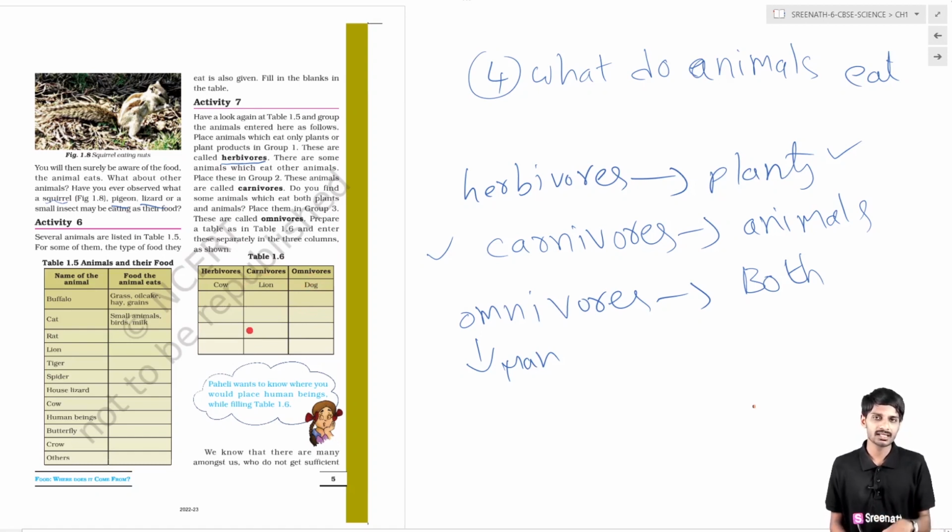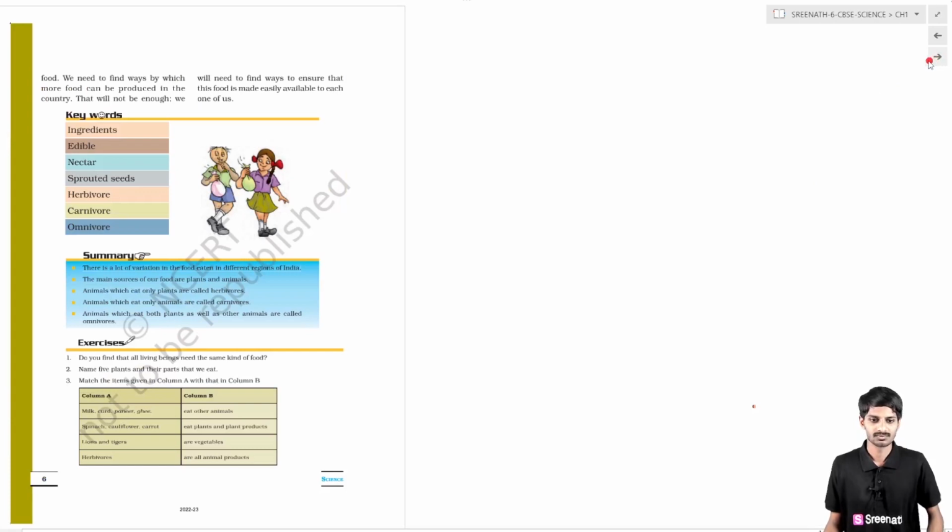Like that, you have to find out which animals are omnivores, which animals are carnivores, which animals are herbivores, and you have to fill up this table. This is your activity. Okay, now we have completed our chapter.